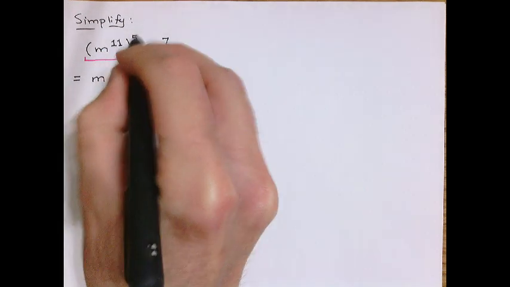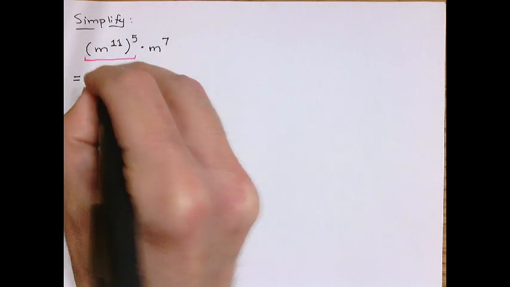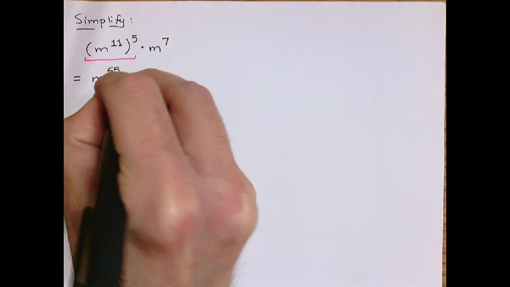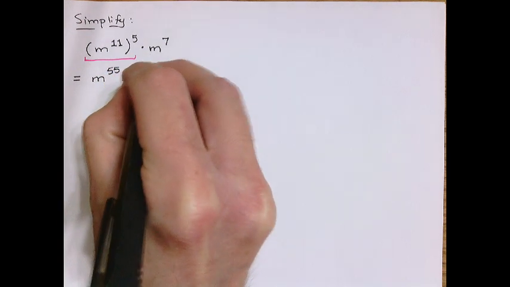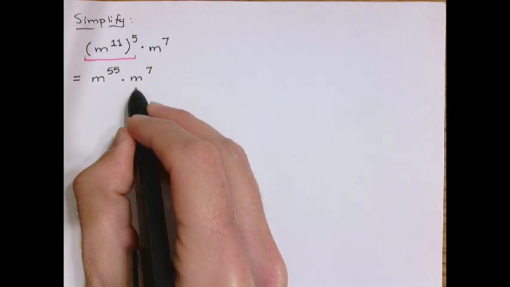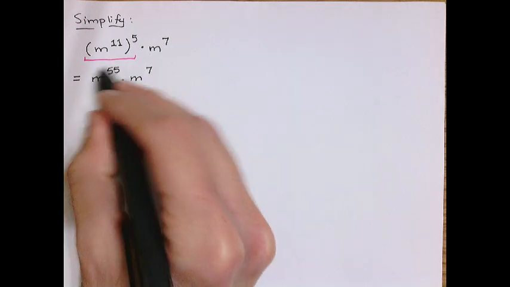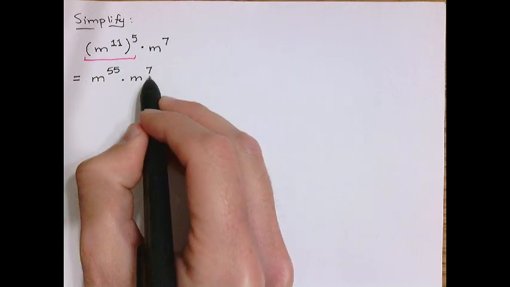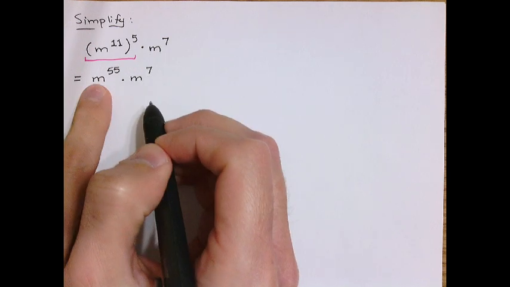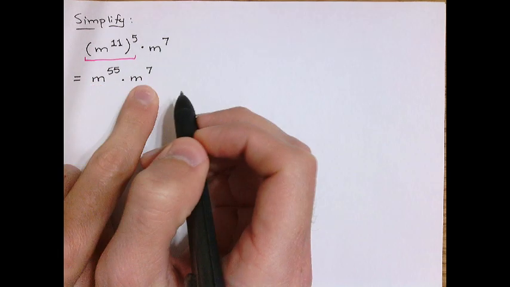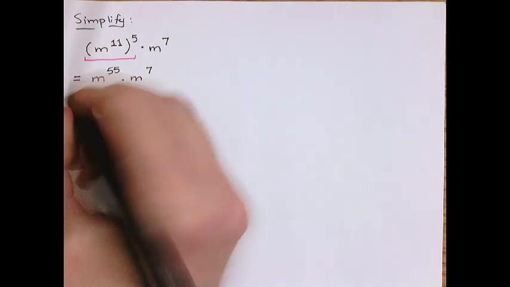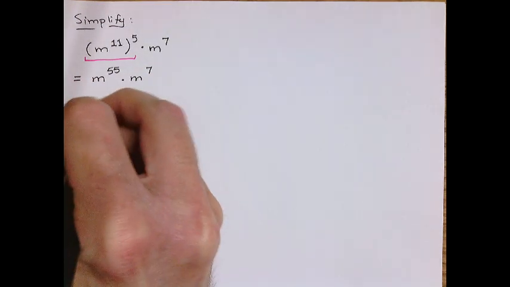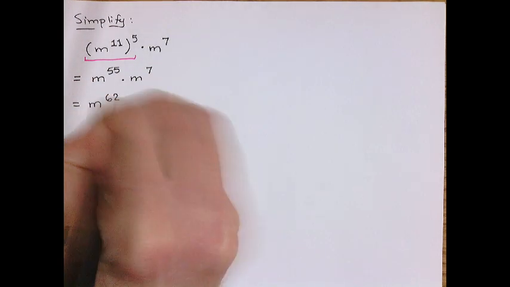So power to a power, we're going to multiply these because we have 5 sets of 11, so it's m to the 55th. And then we have m to the 7th. And so now we have multiplication. You have 55 factors of m connected with 7 more factors of m. Don't multiply these guys. Understand that this is 55 m's together, connected to 7 more m's. So we're going to add those powers, and we get m to the 62nd.